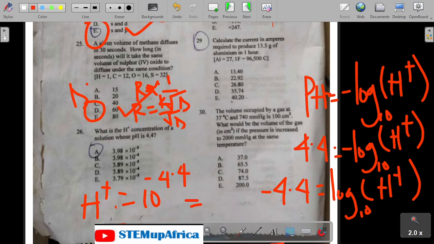So if you use a calculator, let me press that from my end. 10 raised to the power minus 4.4. That will give us 3.98 times 10 raised to the power minus 5, which is option A.